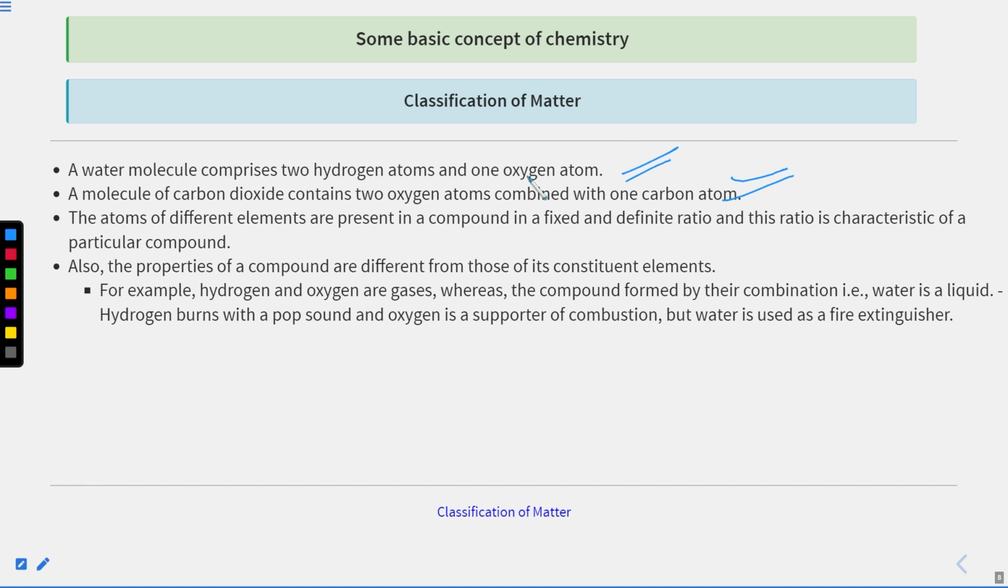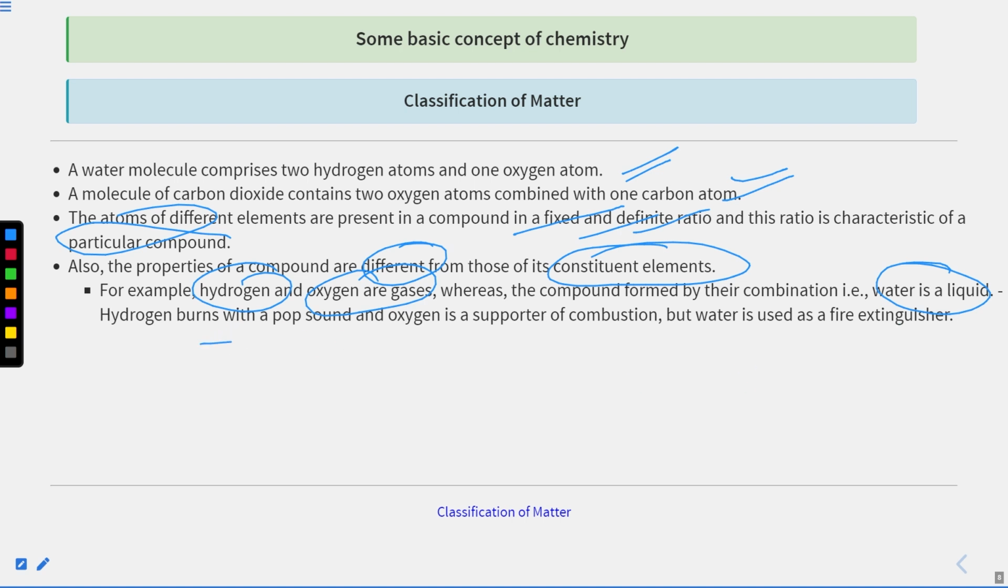The atoms of different elements are present in a compound in a fixed and definite ratio, and this ratio is characteristic of the particular compound. Also, the properties of a compound are different from those of its constituent elements. For example, hydrogen and oxygen are gases, whereas the compound formed by their combination, that is water, is a liquid. What does it mean? It says that hydrogen and oxygen both are gases. Now, two gaseous elements can combine to form a different state, that is liquid.